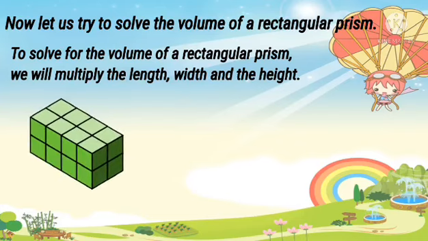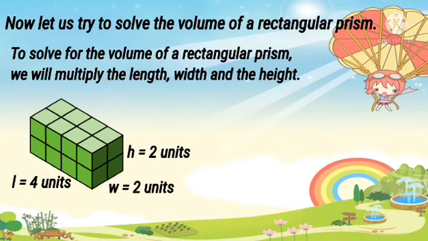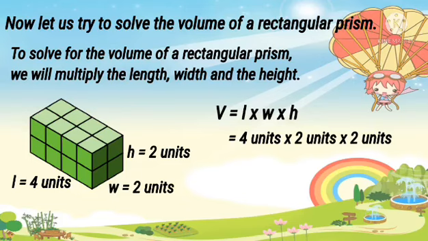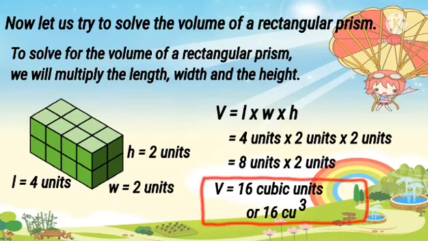So let's try this example. The length of the figure is 4 units, the width is 2 units, and the height is 2 units. We will use the formula volume is equal to length times width times height. So let us substitute: 4 units times 2 units times 2 units. We will multiply 4 units times 2 units equals 8 units. Then again, multiply 8 units by 2 units. So the answer is 16 cubic units.